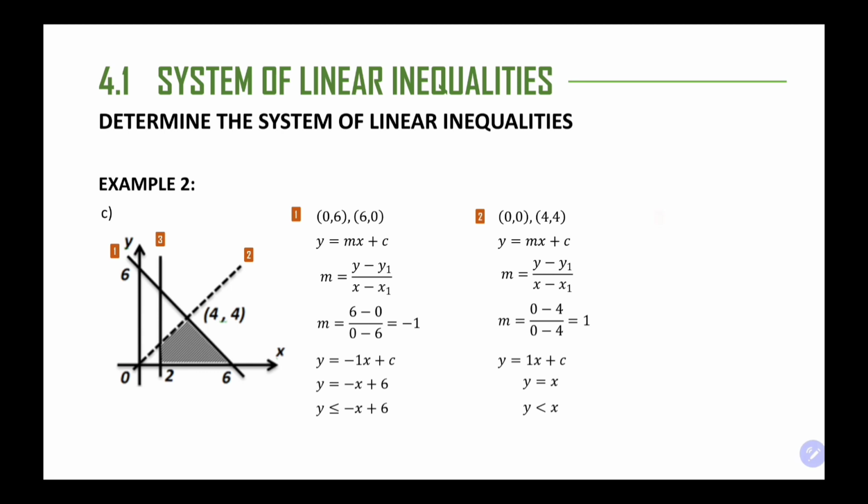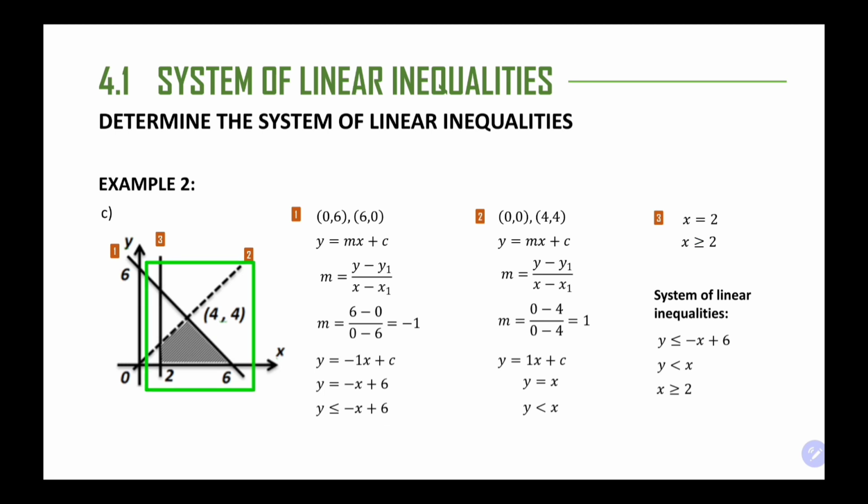And last line at x equals to 2. And the region is on the right, so we put x greater than or equals to 2. Then we conclude our system of linear inequalities. Since our region is on first quadrant, so we put x and y greater than or equals to 0. Then we can see here, the area starts from x equals to 2. So x greater than or equals to 0, we can eliminate.